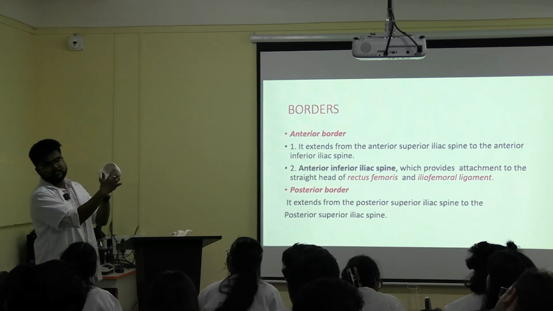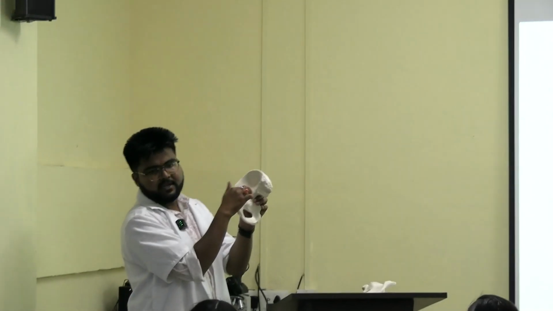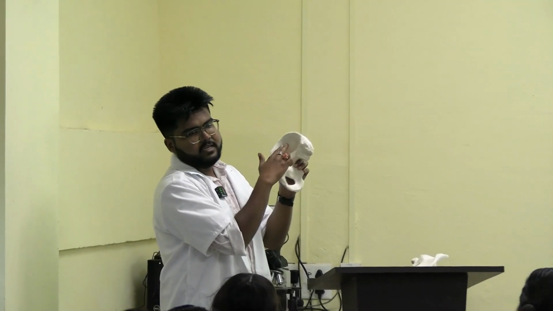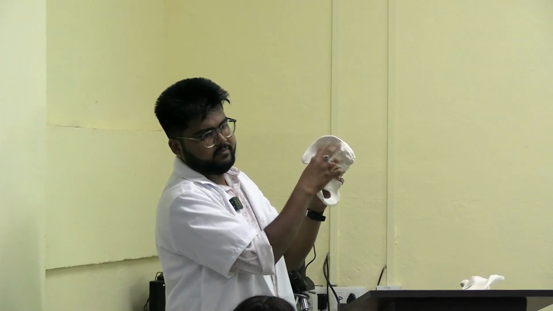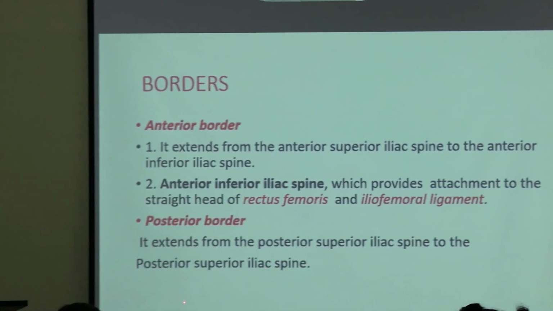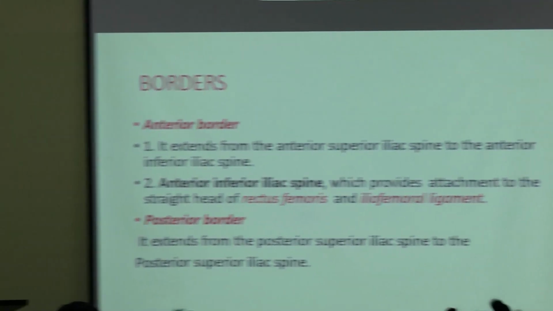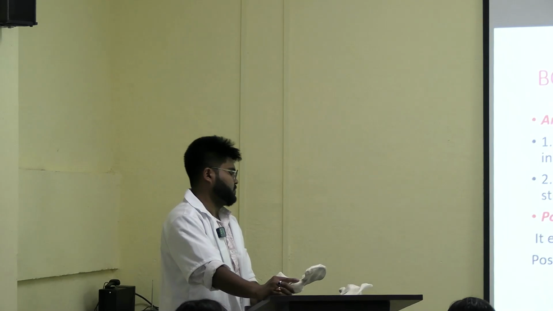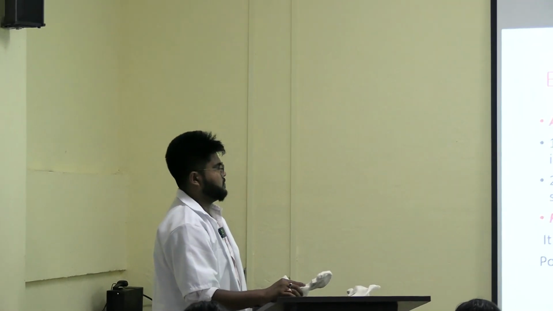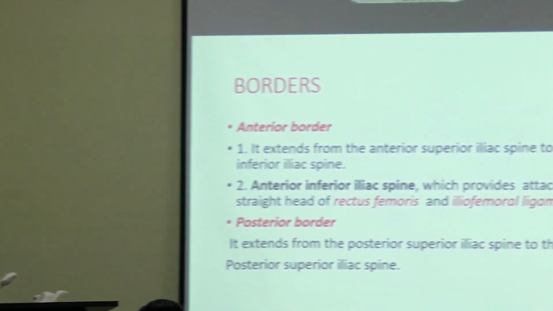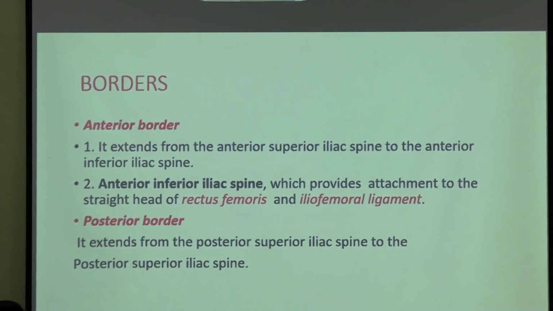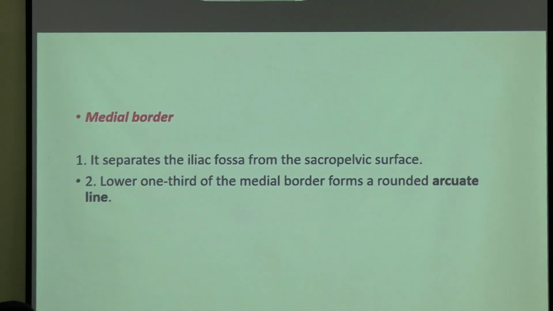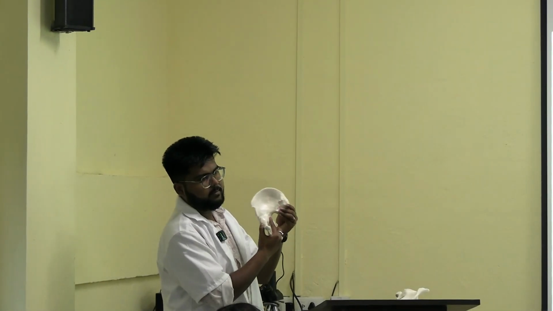So this medial border separates these two surfaces. This is the iliac fossa, and this is the sacropelvic surface. So this border divides the two surfaces. Oh sorry, this is a printing mistake, it should be posterior inferior. See, this is the medial border. It separates the iliac fossa from the sacropelvic surface.